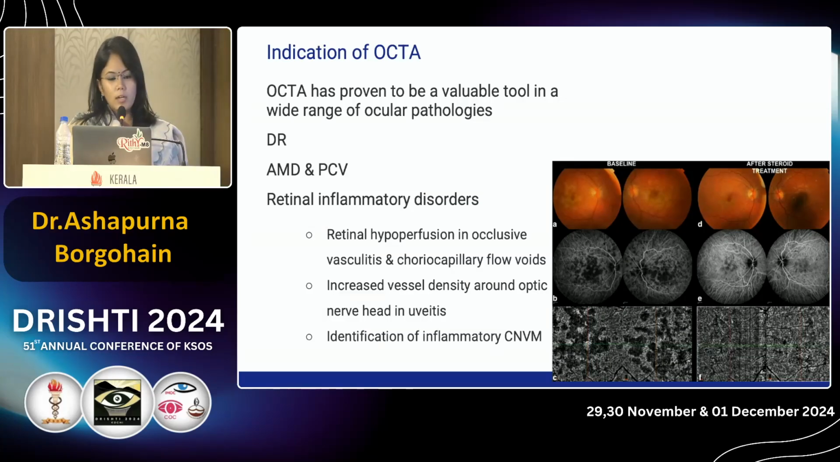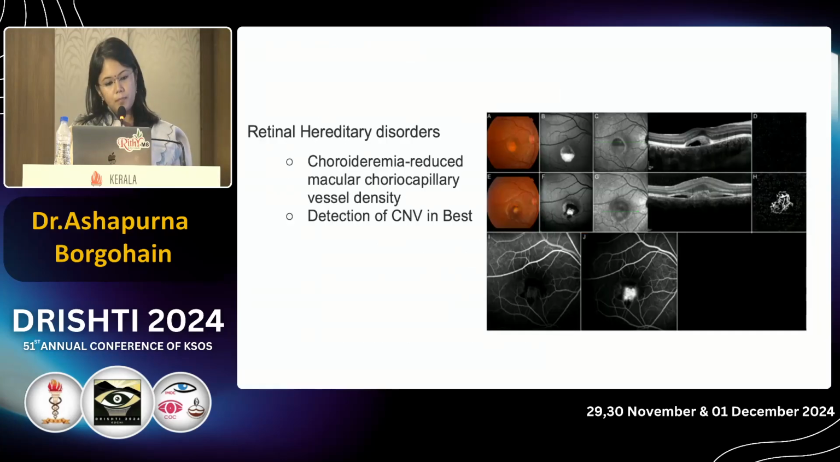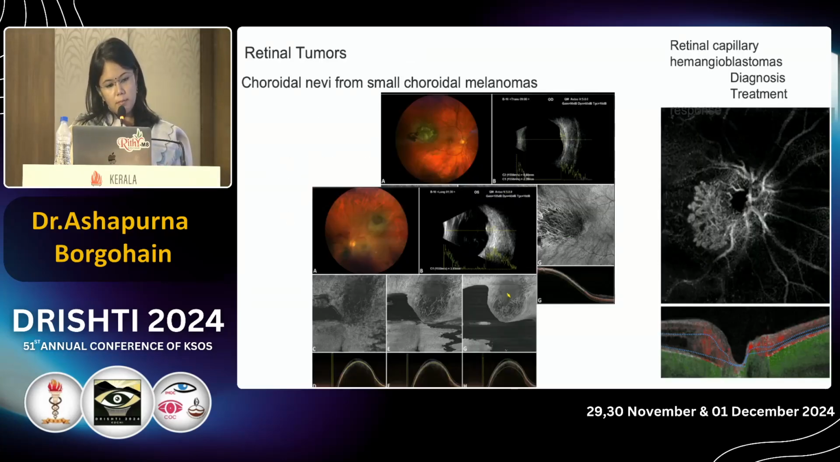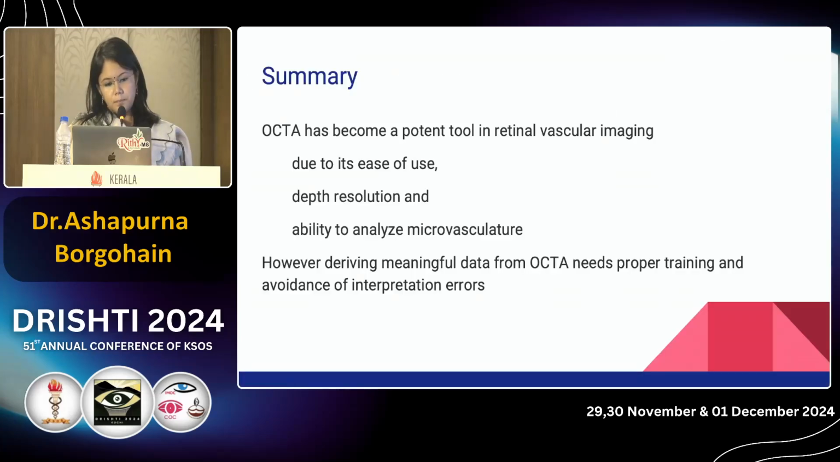So, indications of OCTA: it has been a valuable tool in a wide range of ocular pathologies, most commonly used in diabetic retinopathy, AMD and PCV, which will be dealt with in the subsequent talks. It can also be used in retinal inflammatory disorders for diagnosis as well as follow-up. In hereditary disease, mostly in Best disease, to pick up the CNVMs. In retinal tumors, to differentiate choroidal nevus from choroidal melanoma. In retinal capillary hemangioblastomas. So, coming to an end, OCTA has become an important tool in retinal vascular imaging.